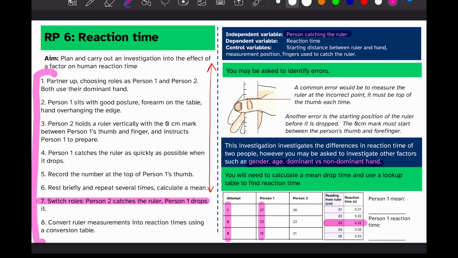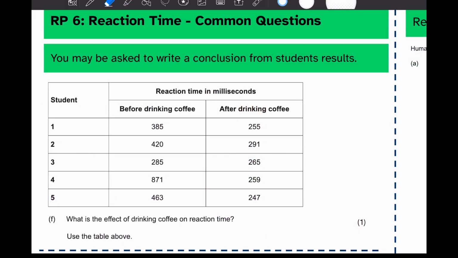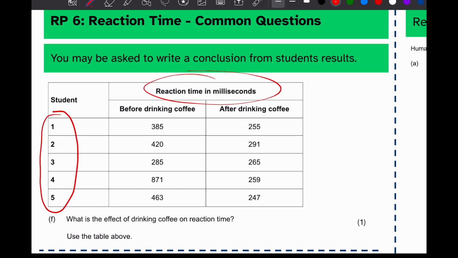Let's now have a look at some commonly asked questions and how to solve them. You will very often in exams be given a set of data and you'll have to do something with it. In this case here, we just need to look at what the effect is. So what we've got is we've got 5 different students and we are looking at their reaction time in milliseconds. And we are given before drinking coffee and after drinking coffee. And the question just says, what is the effect on drinking coffee on reaction time?